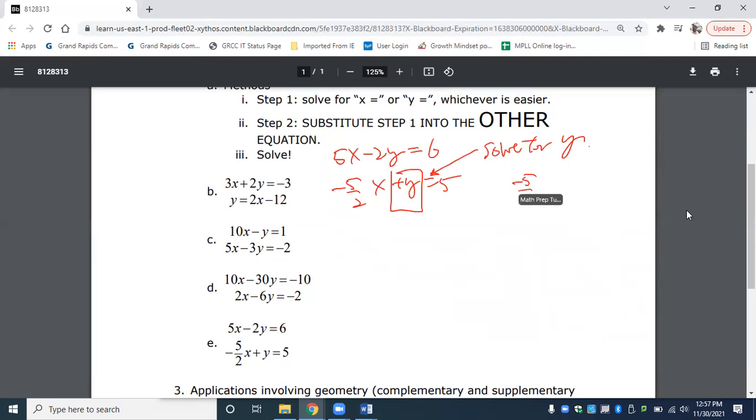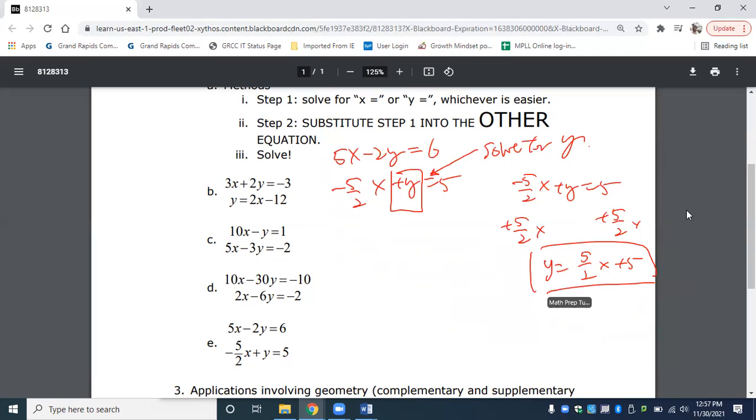So -5 halves x plus y equal to 5. This means I can just add 5 halves x to both sides. So I get y equal 5 halves x plus 5. And we'll make sure we plug this into the other equation. So I have 5x minus 2 times 5 halves x plus 5 equals 6.